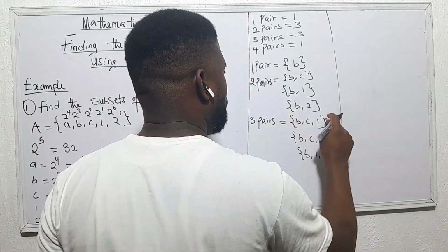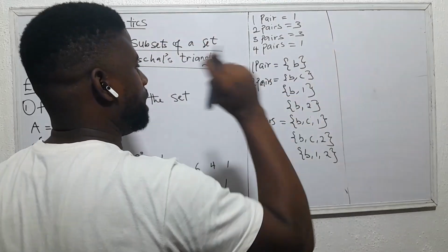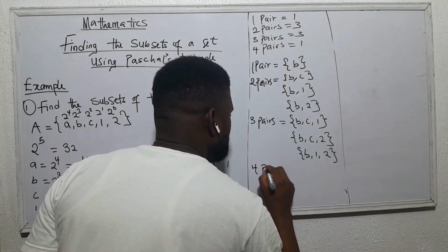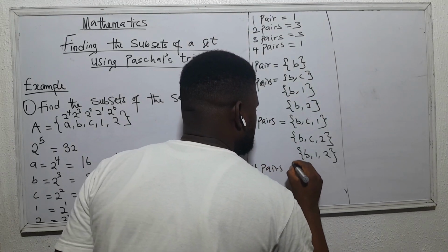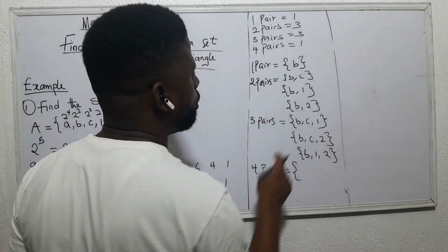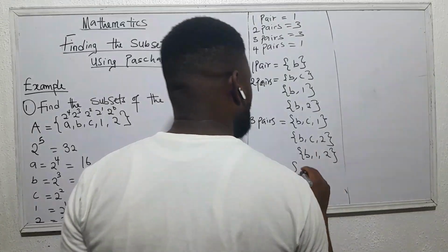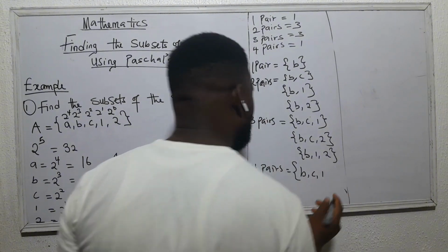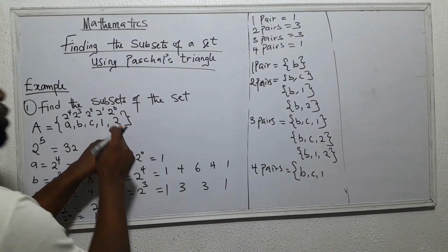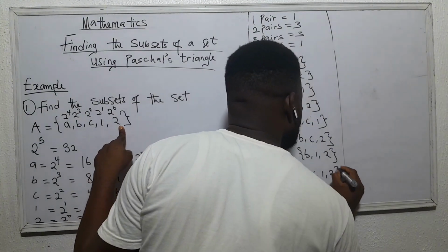How many subsets? 1, 2, 3, 3. And then, of course, we have 4 pairs, which is the last one. So BC1, we use our 3 pairs to form 4 pairs. BC1, we can't go backwards, so we just have 2, right?